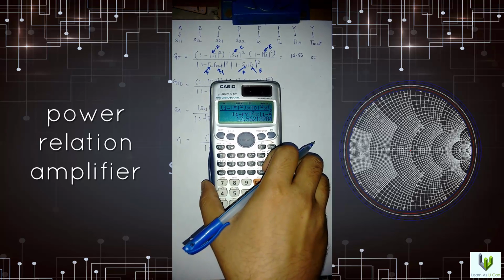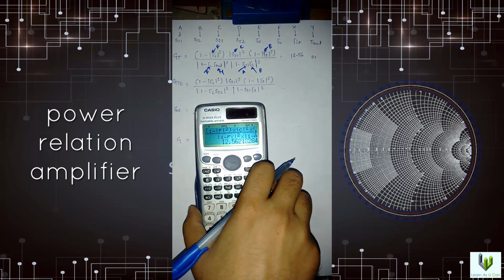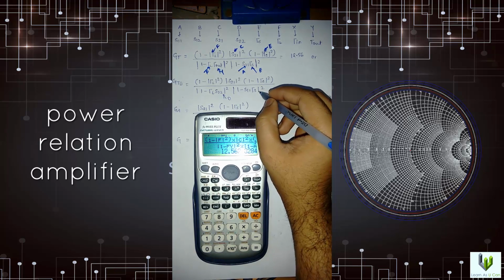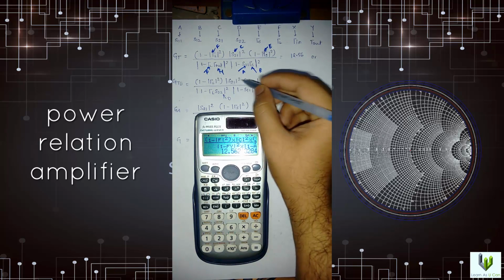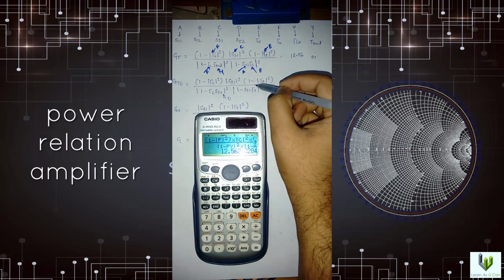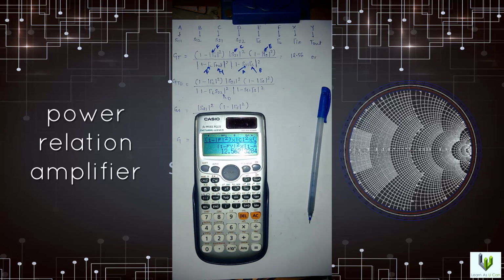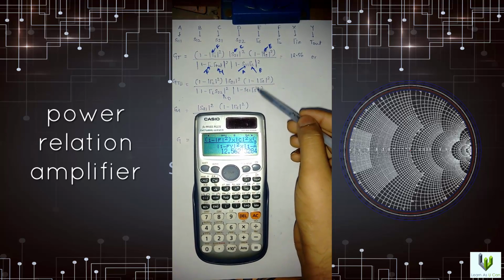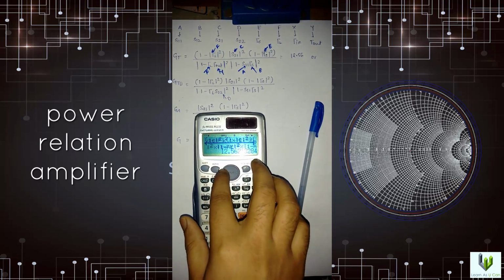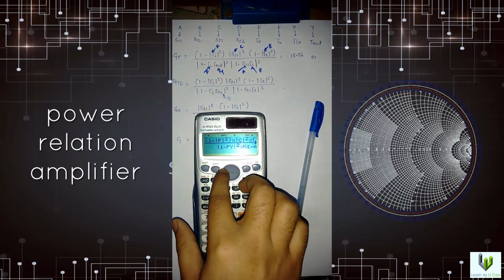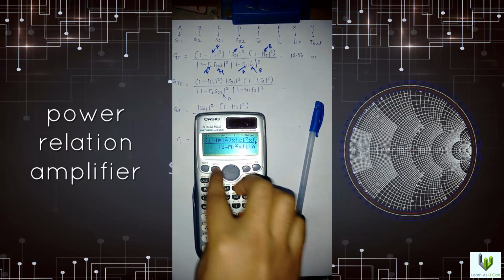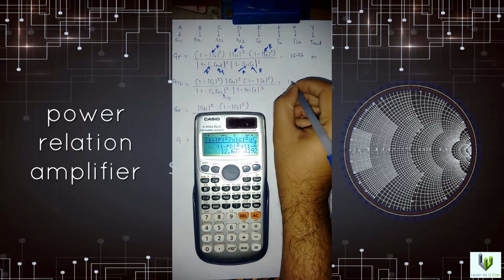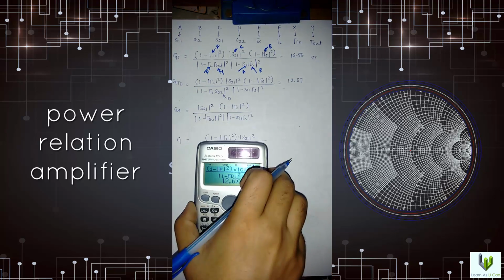After that, GTU. In GTU, just replace this Y by D, and 1 minus gamma L, S11 with 1. All the formula is the same, just replace by D. So I am replacing here. This is equal to the required answer. In this way, you can calculate this also.